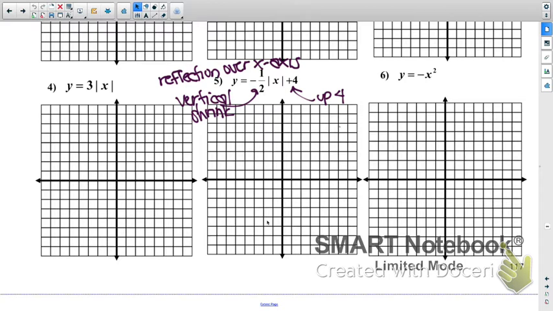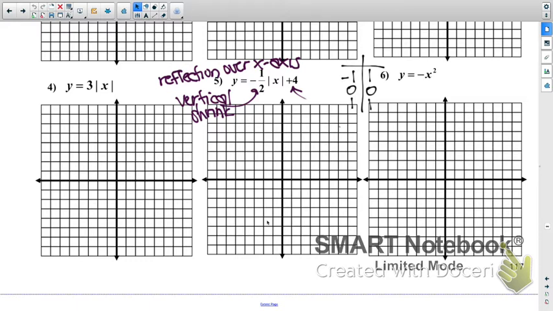On the original parent function, absolute value, where did you tell me my absolute value function starts in the middle? 0, 0. I really only want 3 points in my little table that I'm about to do here. So what's 1 point to the left that I can do? Negative 1, what's the absolute value of negative 1? 1. And positive 1, what's the absolute value of positive 1? 1.